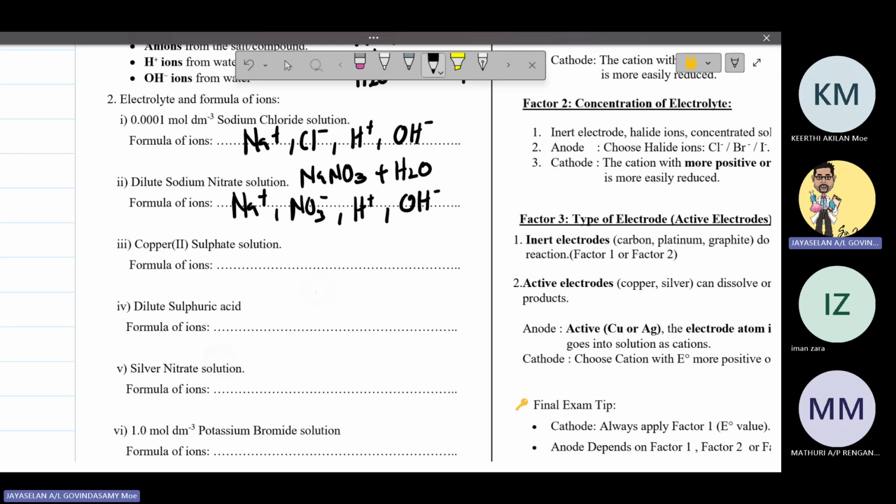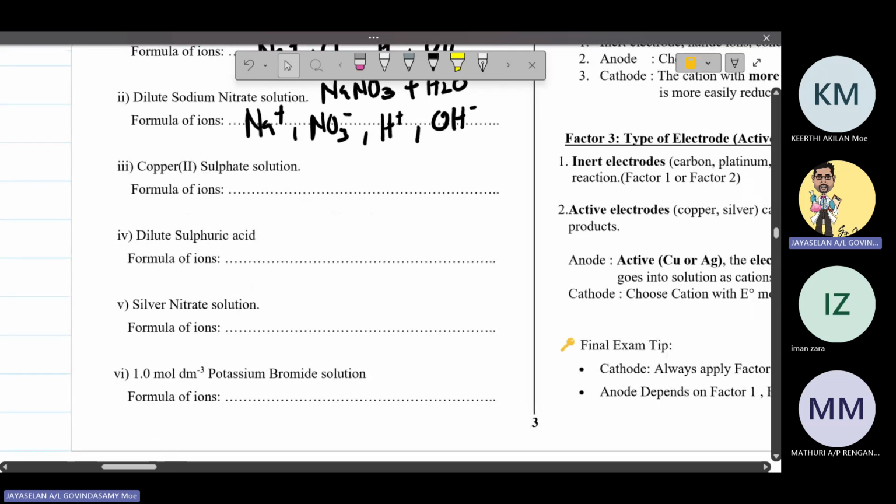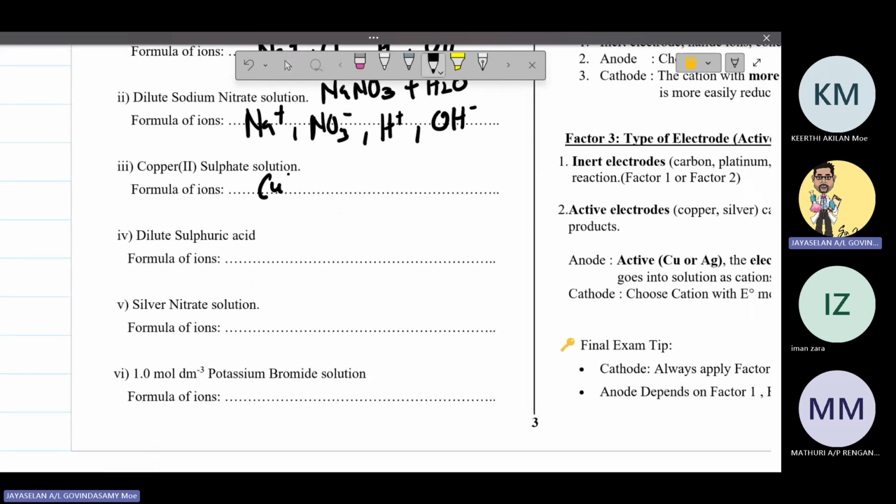Okay, copper 2 sulfate solution. So, berapa ion? Tak ada perkataan molten. So, I put here copper 2 ion. So, what is the formula of copper 2 sulfate? CuSO4, right? So, plus sulfate ion. Hydrogen ion. Hydroxide ion.